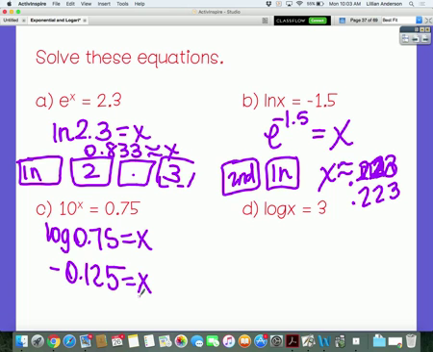Now I'll let you guys do the last one. Is this log or exponential form? So how do we write an exponential? 10 to the 3 equals x. So what is x?